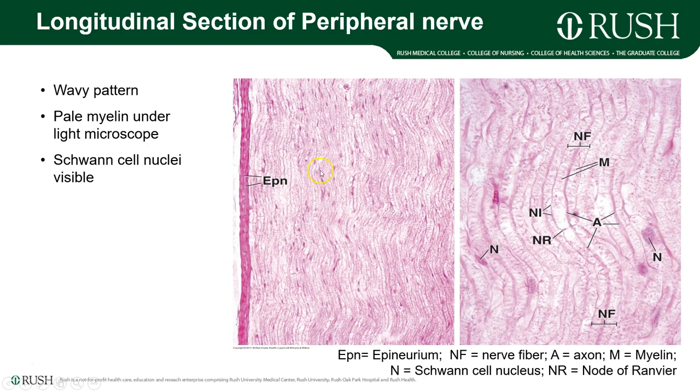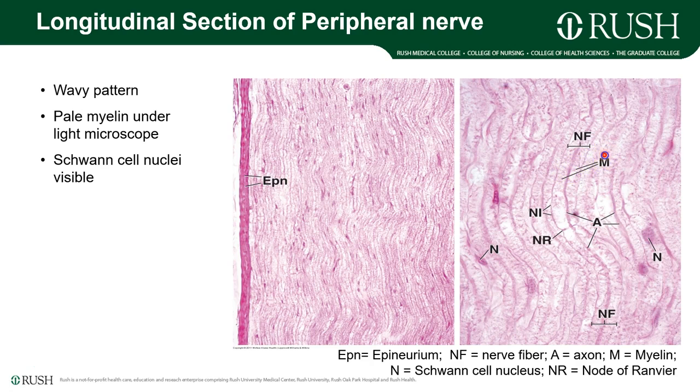In a longitudinal section, you see a slightly different view and maybe more informative view. First thing that you will notice is that nerves tend to have more of a wavy pattern, which is more clearly visible in this higher power view. Myelin is more prominent, and for that reason most of the structure is paler in color.